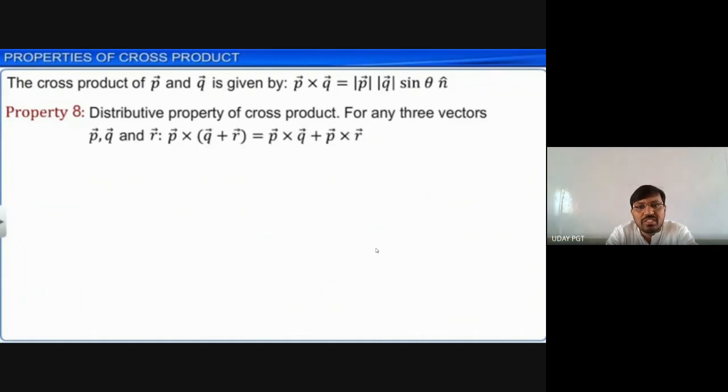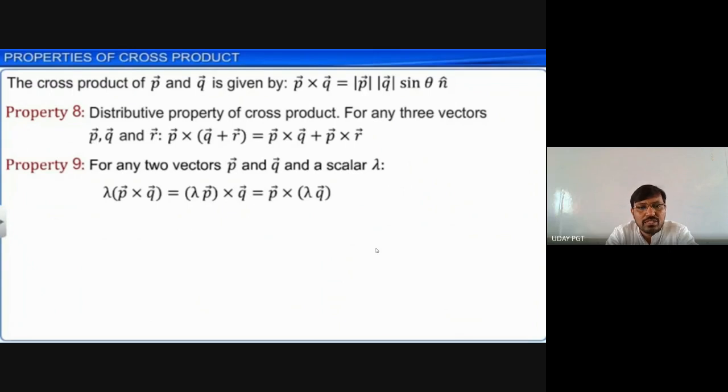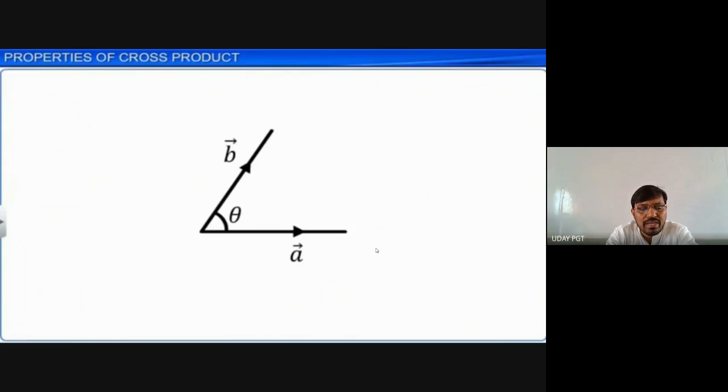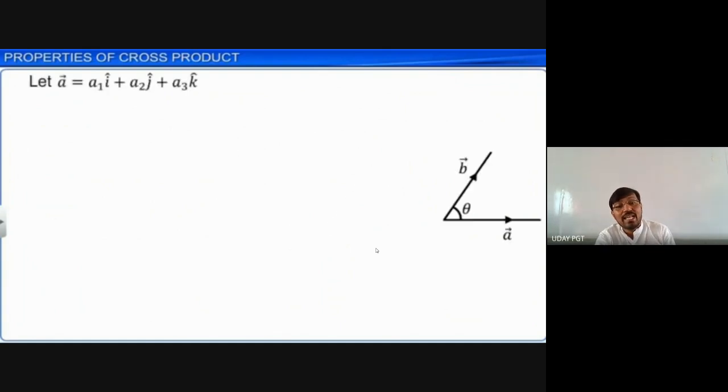Distributive property of the cross product: for any 3 vectors, the distributive property will be satisfied. For any 2 vectors with the scalar product, whenever you are taking it, it will be satisfied. A is one vector, B is one vector, and theta is the angle between them. How do we evaluate the cross product of the 2 vectors?